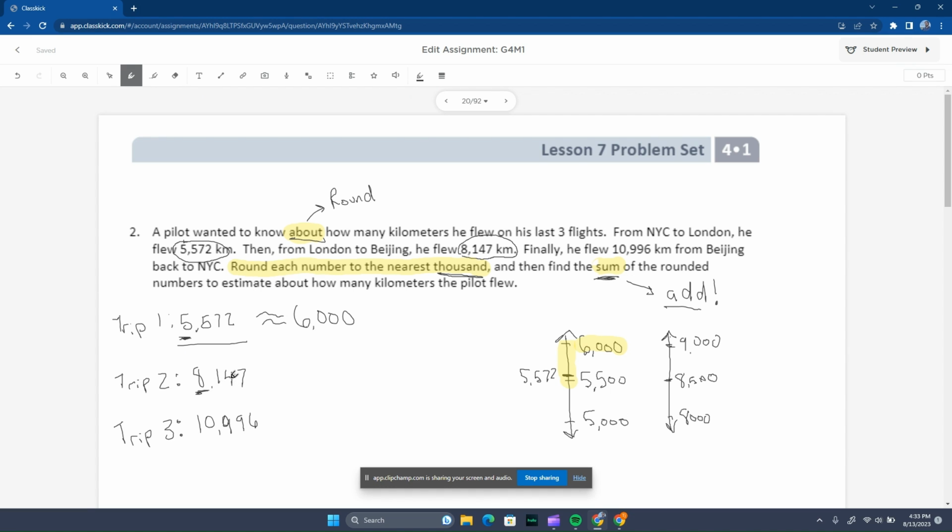So where would 8,147 be on this number line? We would be just above 8,000 because again, I'm looking at this number in my hundreds place and comparing it to the 5 in the hundreds over here, my halfway number. So since 100 is less than 500, I'm going to be just above 8,000 and I'm in this lower section here. So since I'm in this lower section, that tells me I'm going to round down to 8,000. So 8,147 rounded to the nearest thousand is about 8,000.